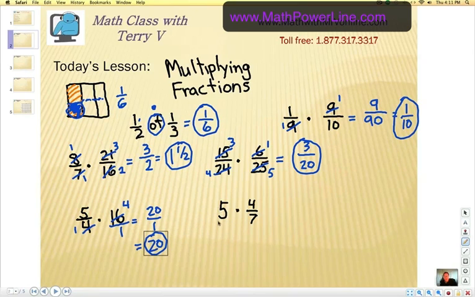So in the last example, 5 is really 5 over 1. Compare the 5 and the 7. There's no common factors there, and the 4 and the 1, same thing. Let's go ahead and multiply straight across. 20 over 7. Now you need to make a mixed number out of it. How many times does 7 go into 20? Not quite 3. It goes 2 times, because 7 times 2 is 14. So how far off of 20 am I from 14? 6. There's a remainder of 6 that goes on the top. Keep the same denominator of 7. 2 and 6/7.